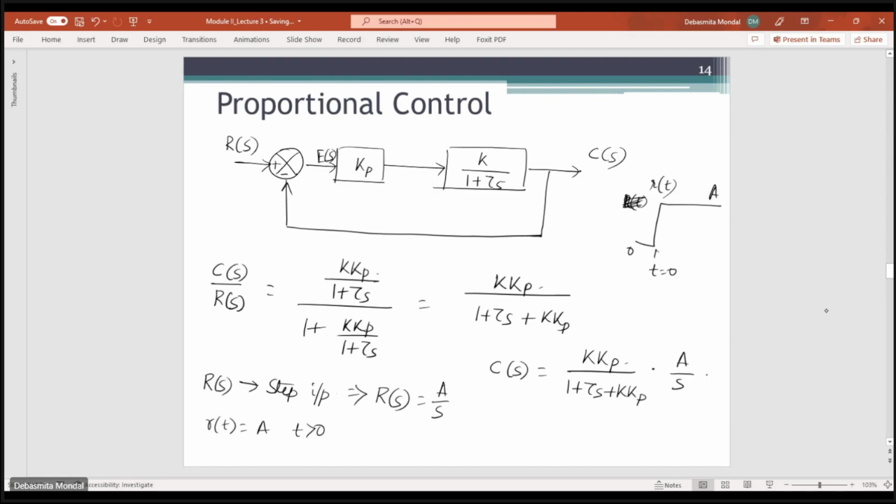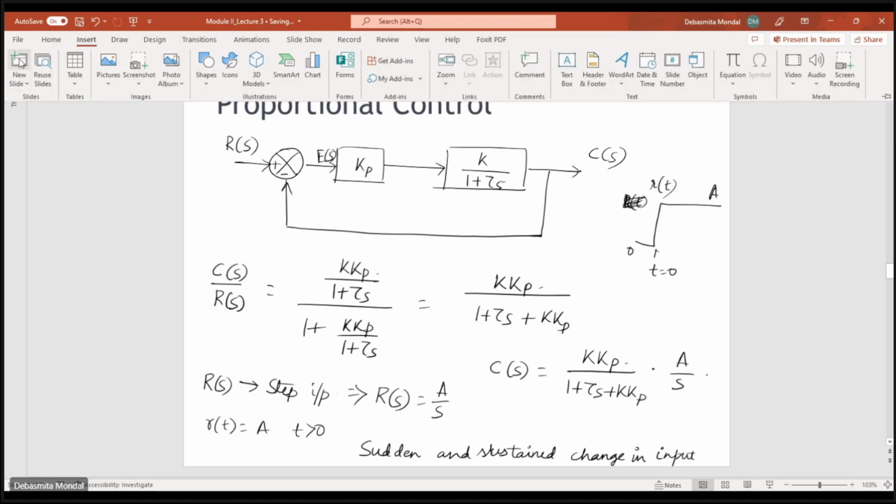Here we are having a sudden and sustained change in input, you can say. Okay, so now if you want to see why this offset is coming, this is just to show you.